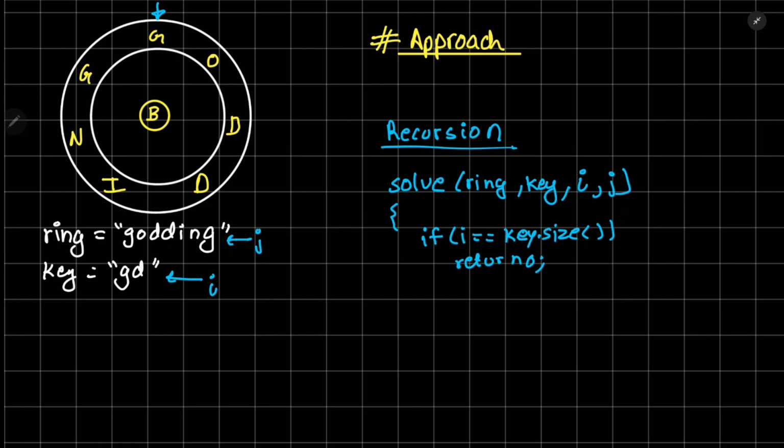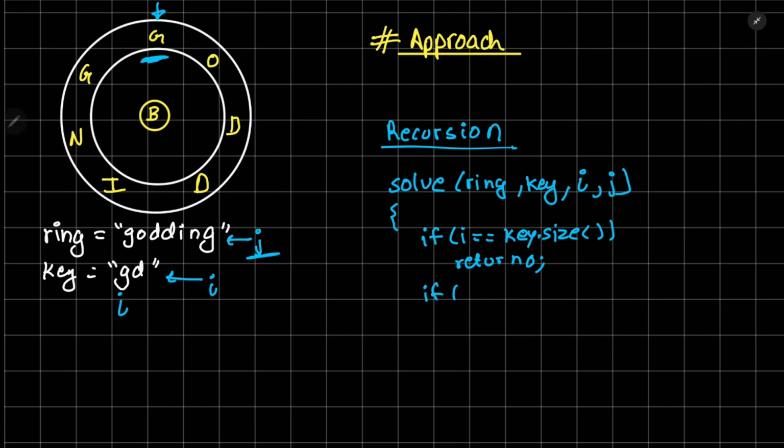Now here two cases arise. Either this element, the jth element, is equal to the ith element of the key, that is, they are aligning. The character that we want to spell is at the front direction, or at the correct position in the ring in the 12 o'clock direction. So what we will do is we will return 1.